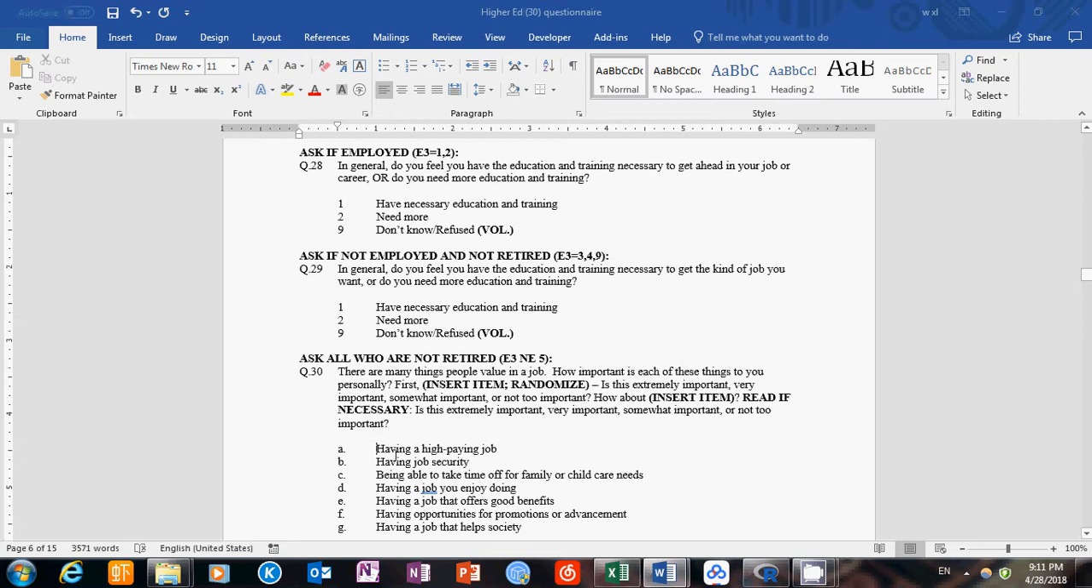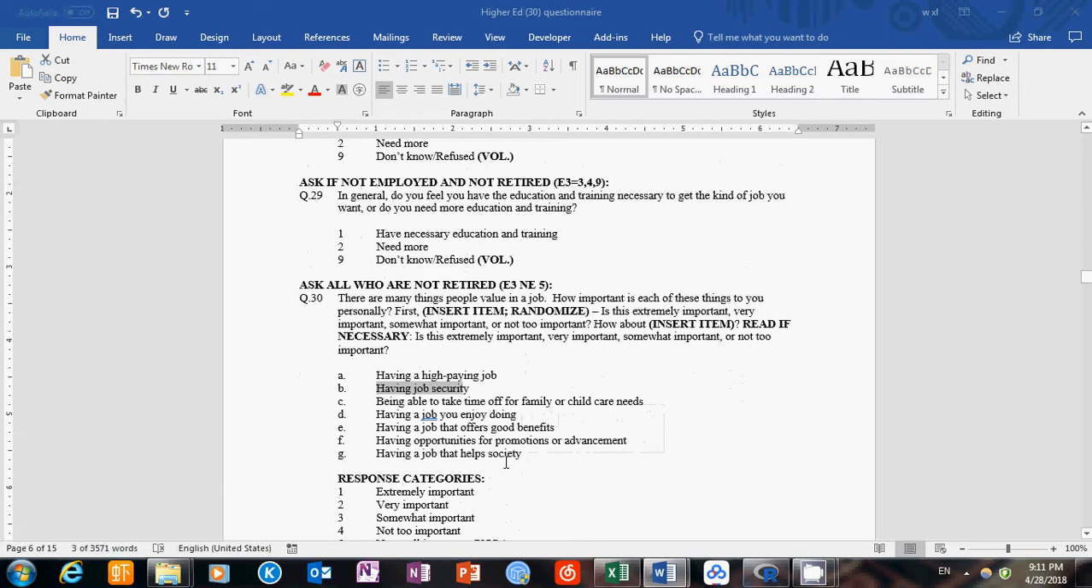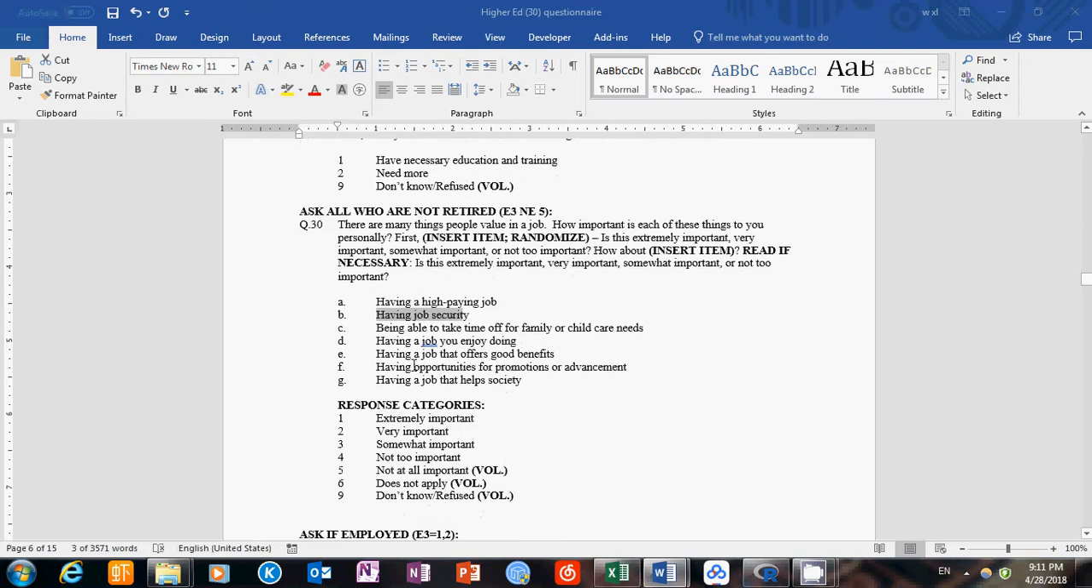So we have a few things that are asked in the survey, and basically it asks people, how important do you think it is to have a high-paying job? Or how important do you think it is to have a job that is secure? Or how important is it to be able to take time off for family or children? So people can rank the importance as extremely important, very important, somewhat important, not too important, and not at all important. So for each item here, they can have a rank in terms of the importance here.